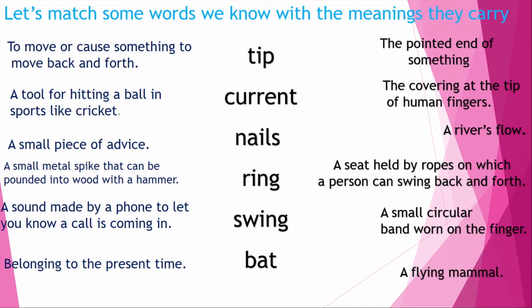Right, so the first one: to move or cause something to move back and forth. So that's the first meaning, and you could think about what word that might go with off the top of your head. A tool for hitting a ball in a sport like cricket. There's another meaning there. A small piece of advice. Another one: a small metal spike that can be pounded into wood with a hammer. Again, because you may know these words, some of the meanings may come to you as soon as you hear them.